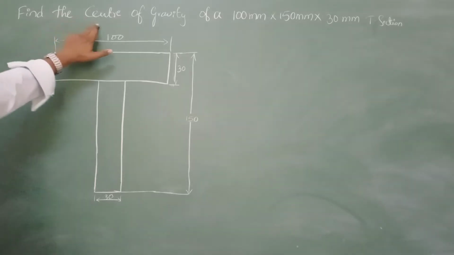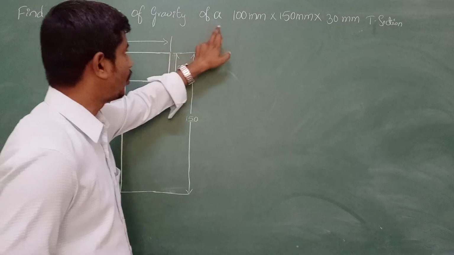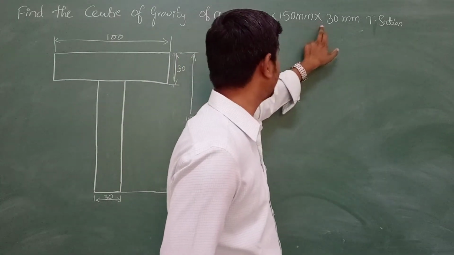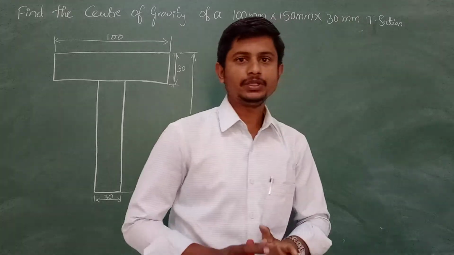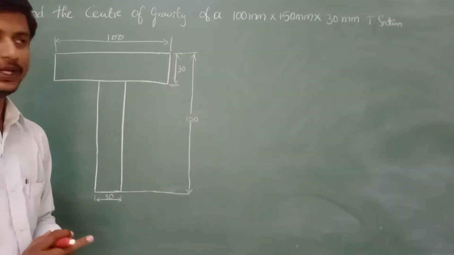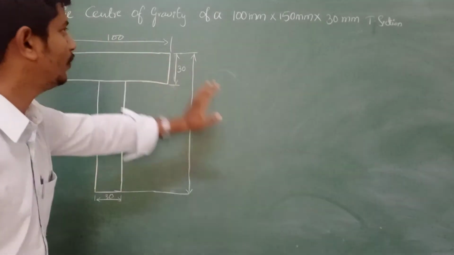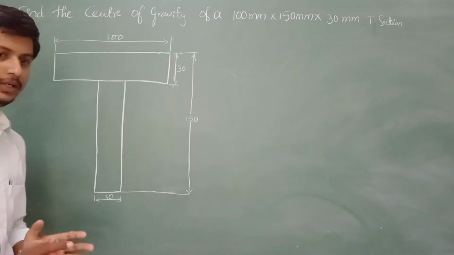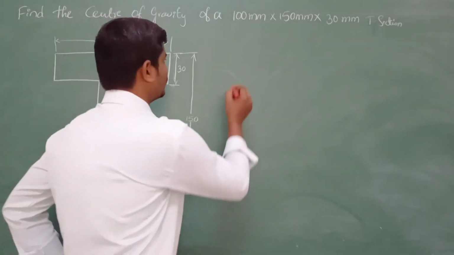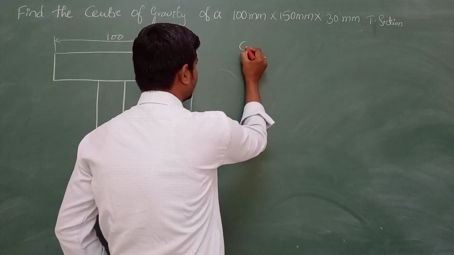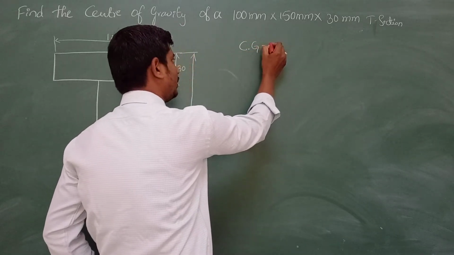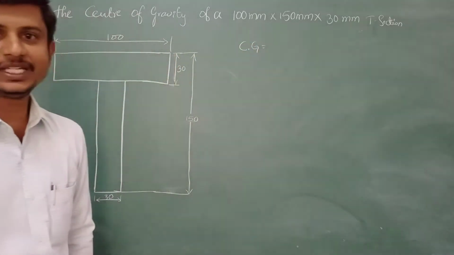Find the center of gravity of a 100 mm into 150 mm into 30 mm T section, as shown in the figure. This is the given problem. So here we need to find out the value of center of gravity. The center of gravity is considered or represented as CG. So we need to find out the value of CG.